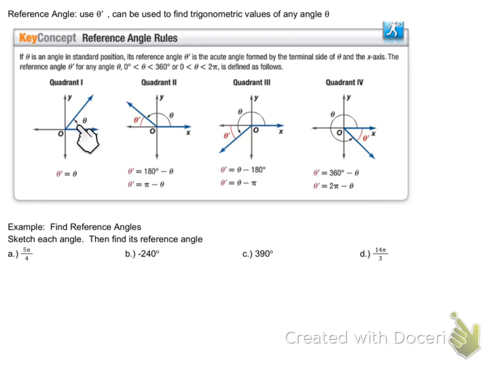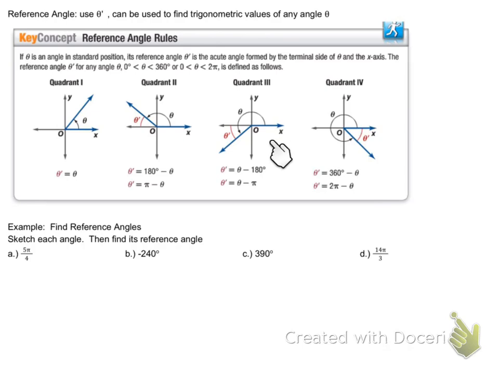You don't need to use reference angles. If I'm in quadrant 2, though, the reference angle is always the angle that gets you back to the x-axis, the shortest distance to the x-axis. So therefore, this red angle is the reference angle. And to find that, all I would do is take 180 minus the angle theta, or if I was in radians, pi minus theta. So if I have a 150 degree angle, its reference angle is 30. If I have 2 pi over 3, pi over 3 is my reference.